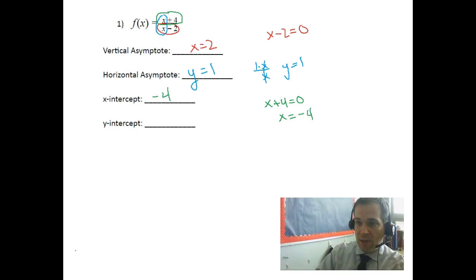And then finally, for the y-intercept, I'm going to look at these last terms, these constants. I'm going to consider them as if they were one single number. So 4 over -2 would reduce down to -2. So this graph would cross the y-axis at -2.